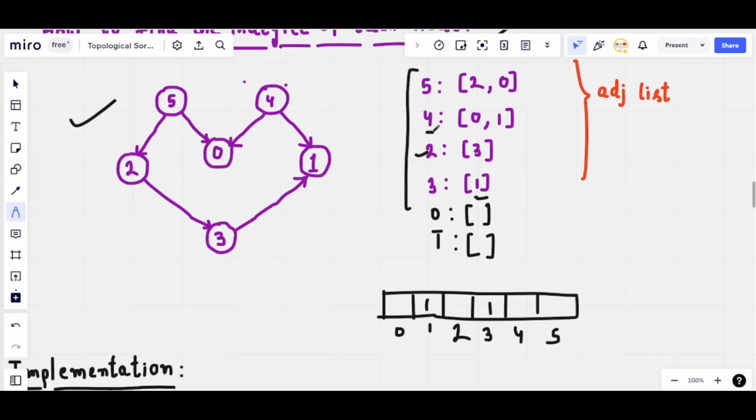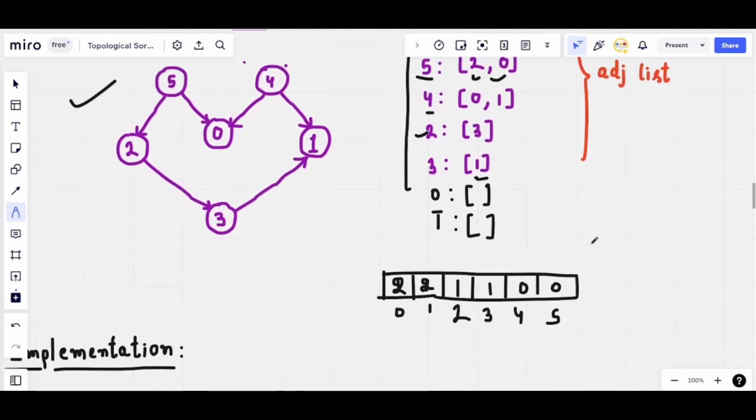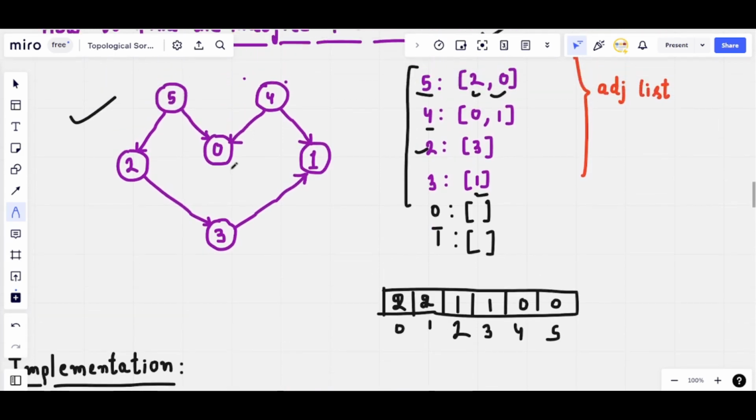Then we'll move to node number 4. We will traverse 0 and 1, so in degrees of 0 and 1 will increase by 1, so it will become 1, it will become 2. Then we'll traverse this node number 5. The in degrees for node number 2 and 0 will again increment by 1, so this will become 2, and this 4 and 5 will have 0, 0. They have in degrees as 0. Node number 0 and 1 has in degrees as 2.